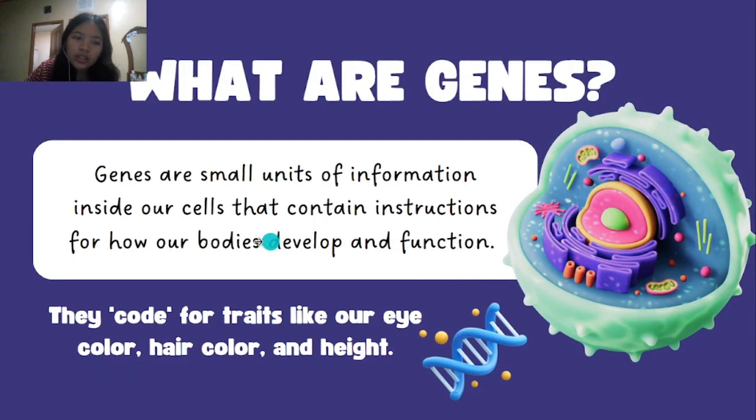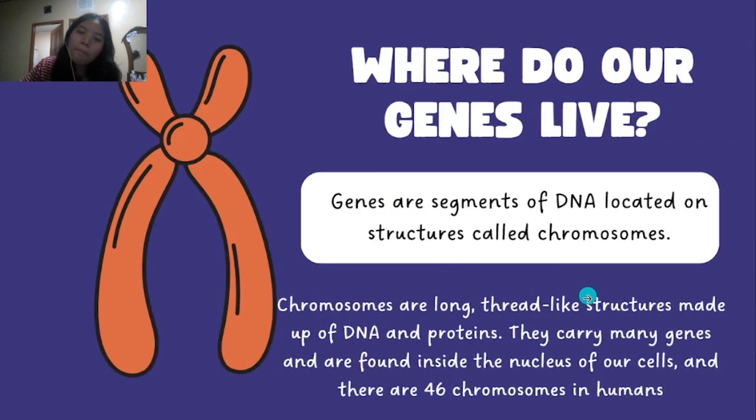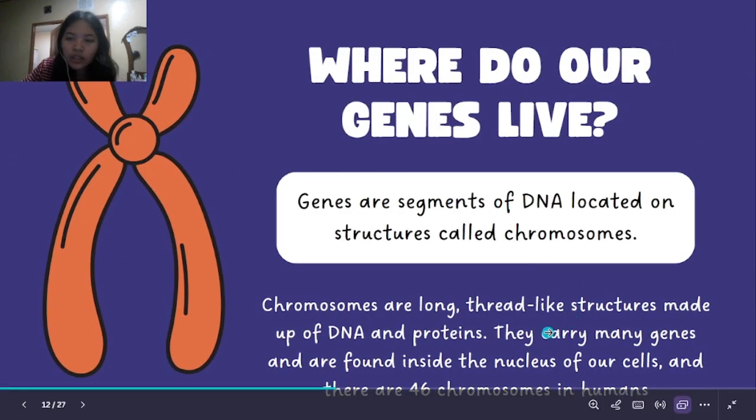What are genes? Genes are small units of information inside our cells that contain instructions for how our body develops and functions. They code for traits like our eye color, hair color, and our age. This is the nucleus. And where do our genes live? Genes are segments of DNA located on structures called chromosomes.